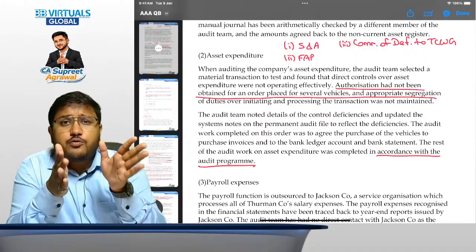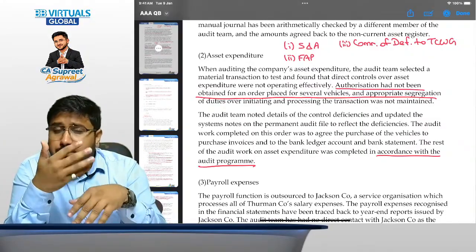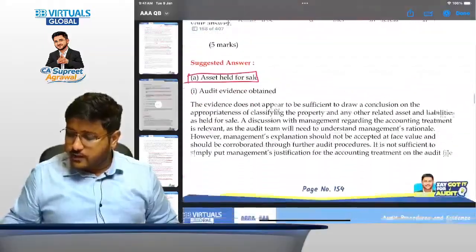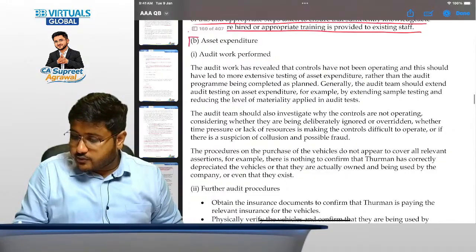If it is done before the date of the audit report, then you should re-perform and check whether that corrective control has been performed or not, right? So all of that is there. Now let's discuss it. So, asset expenditure, this one is there, right?